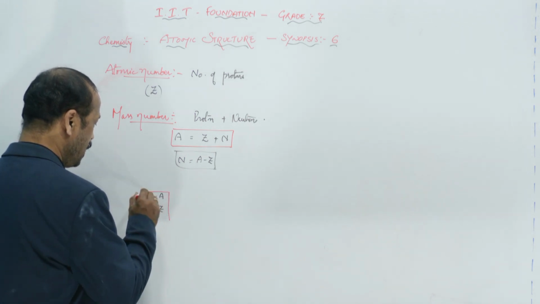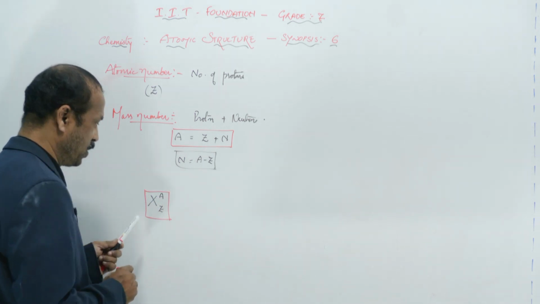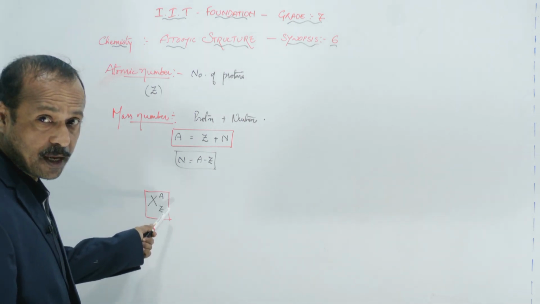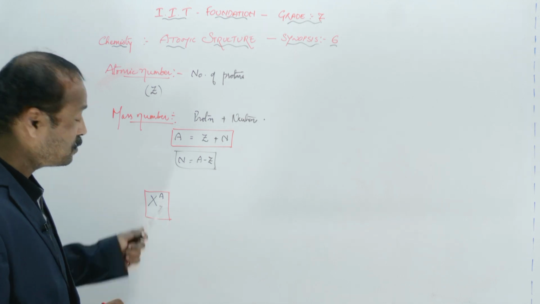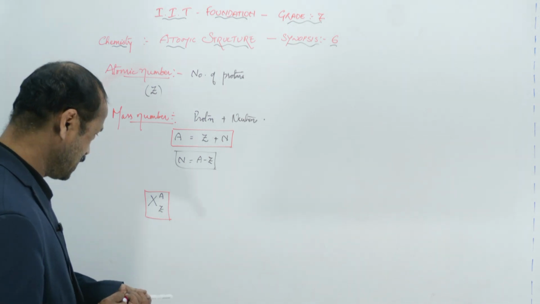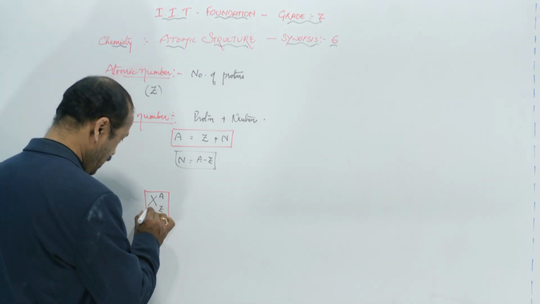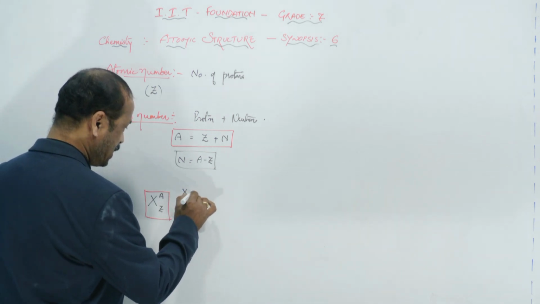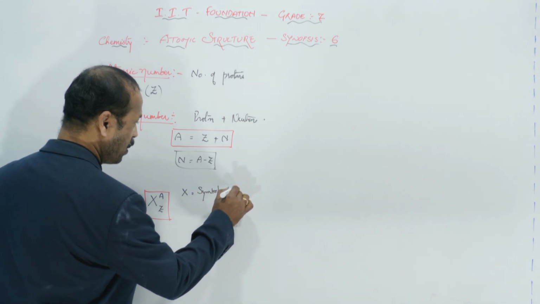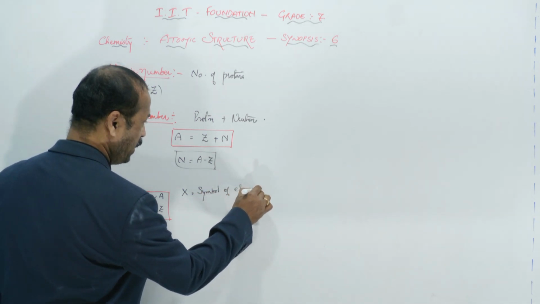Generally, elements can be represented in this way. X at the top means as a superscript A, and at the subscript is Z. So what does it represent? Here X is the symbol of the element. X is a symbol of the element, right?